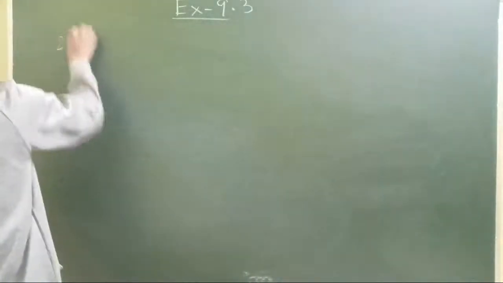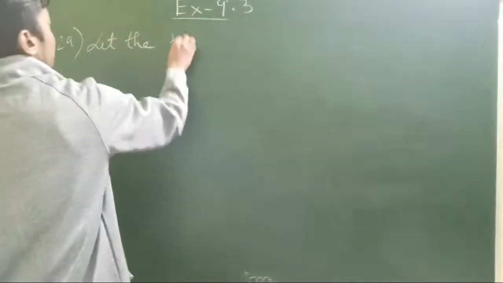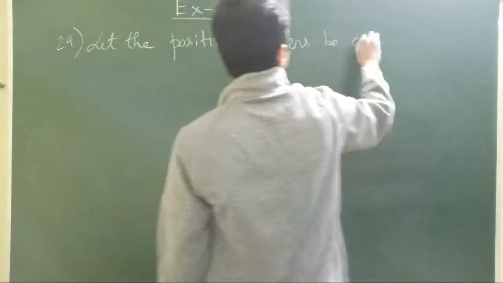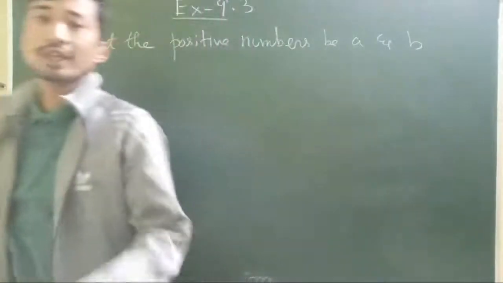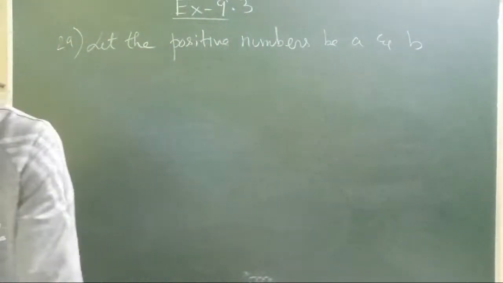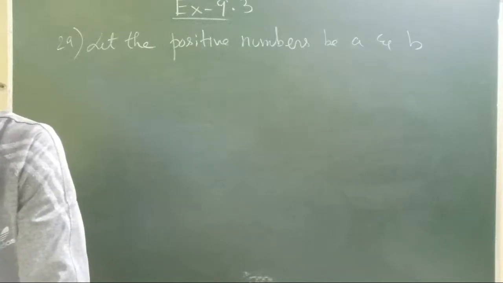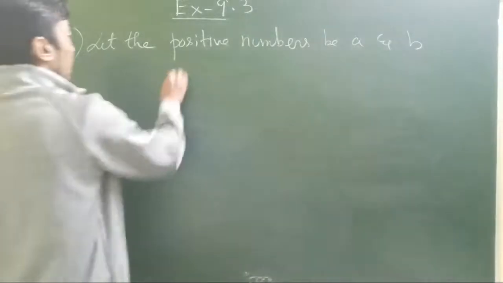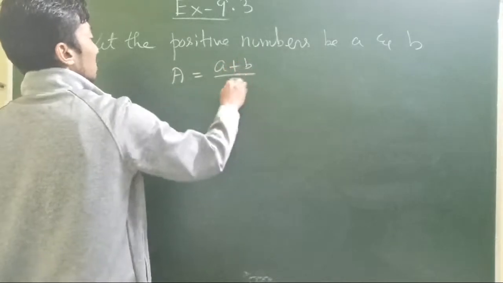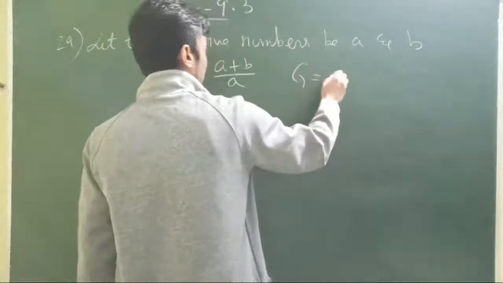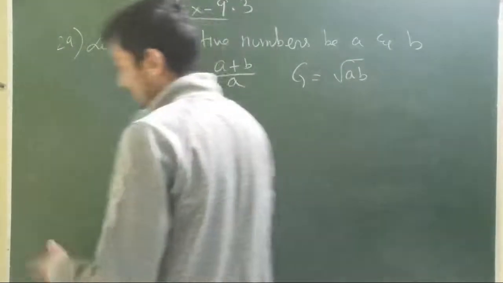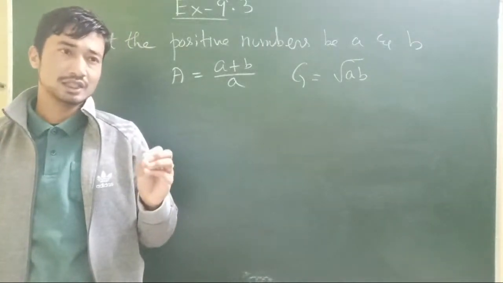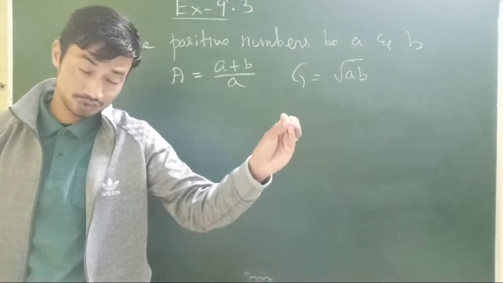So what do we do? Let the positive numbers be A and B. As they say, A is the arithmetic mean between two numbers, so that's going to be A plus B by 2. G represents the geometric mean between two numbers, that's root of A into B. These are all the conditions. So we're just trying to take out all the conditions given in the question. After that only we will go for the solution.